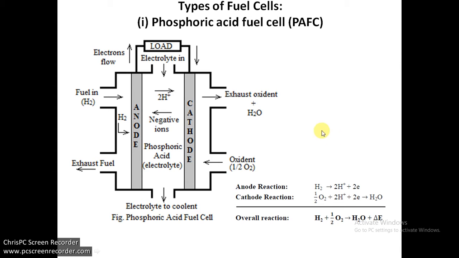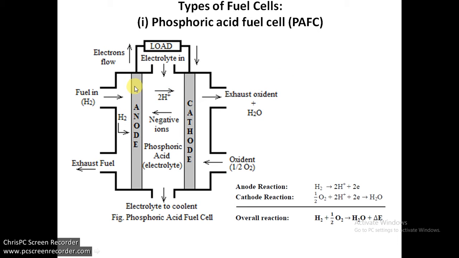In the last segment of fuel cell 1.1, we have discussed already about the working and construction of fuel cells. Now, in this segment, we will discuss about the types of fuel cell. As you can see in this slide, the first type of the cell is the phosphoric acid fuel cell. It's a simple construction, which is shown to you here.